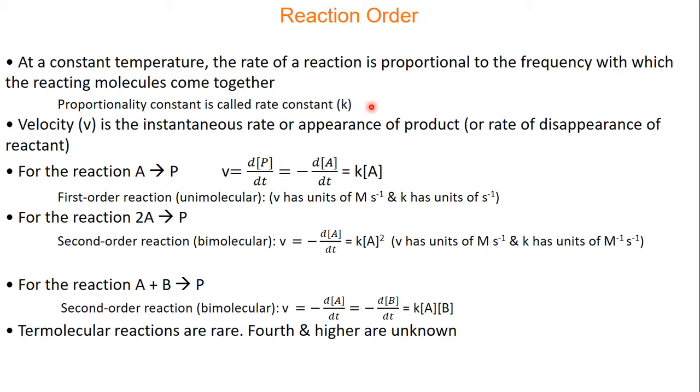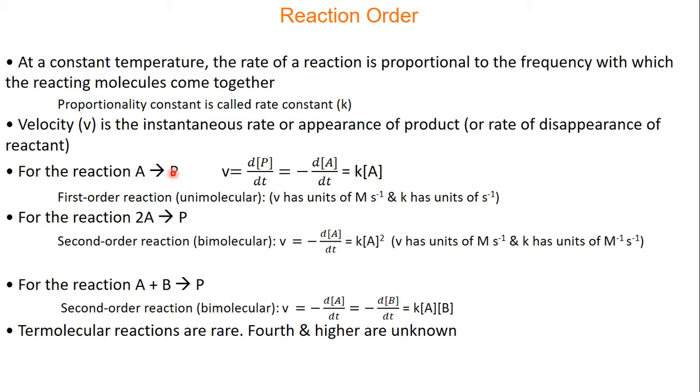Now, when we talk about kinetics, we're going to be talking about velocity, which is the speed at which a product appears or a reactant disappears. So for our very simple reaction of A going to P, the speed of this reaction is equal to the change in P over some change in time, which is equal to the change in A over some change in time, or Ka. Remember, K is our rate constant, and A is the amount of stuff we have to begin with, our concentration of A.